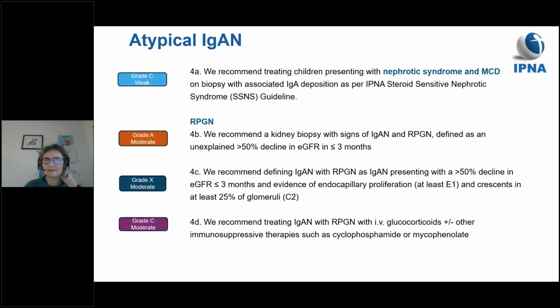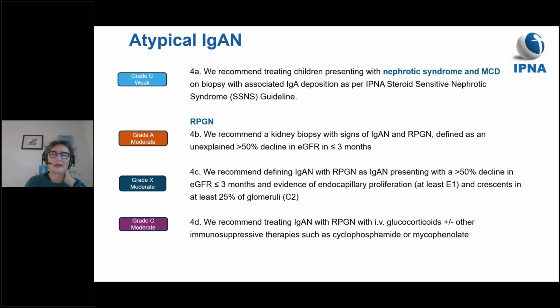We also recognize the existence of forms of atypical IgA nephropathy. And so we went through these forms and detailed them so that it would be very clear that these forms need to be treated in a different way. So we recommend treating children presenting with nephrotic syndrome and minimal change disease on a biopsy that also has associated IgA deposition as if that child had steroid-sensitive nephrotic syndrome.